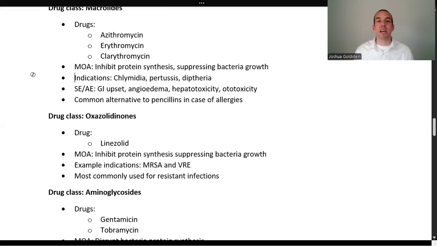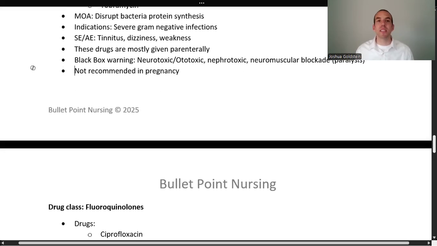Next, we have aminoglycosides. This is a pretty big class. It has gentamicin, tobramycin, and a few others. These, again, disrupt bacteria protein synthesis, and these are used for severe gram-negative infections. That's what we use these for. These are not your everyday drugs. These are not going to be first-line drugs.